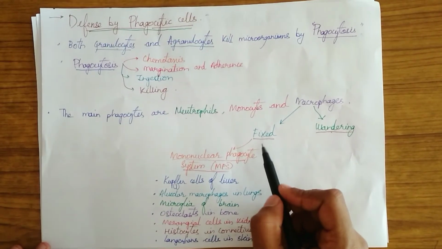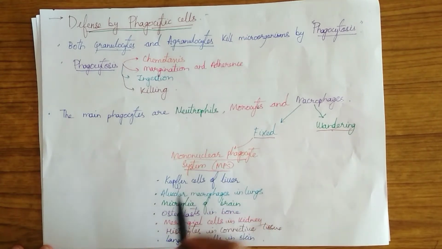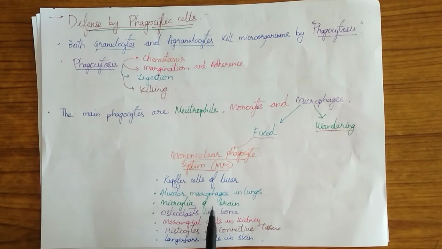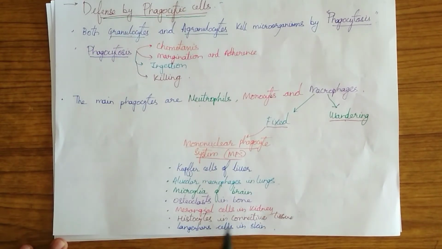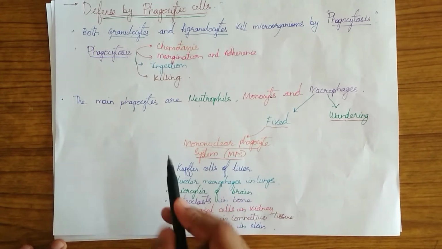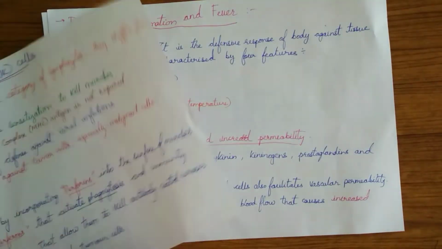The fixed macrophages form the mononuclear phagocyte system, and under that come Kupffer cells of the liver, alveolar macrophages in the lungs, microglia of the brain, osteoclasts in the bone, mesangial cells in the kidney, histiocytes in the connective tissue, and Langerhans cells in the skin. So overall, this mononuclear phagocyte system is present all over the body. This one is very important and you need to remember it because it can be asked in the exam.